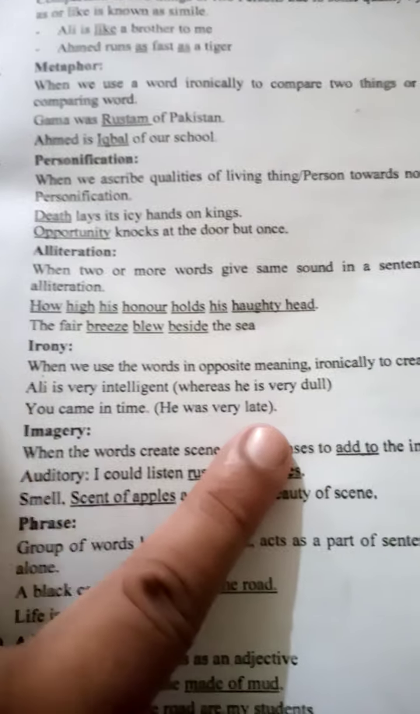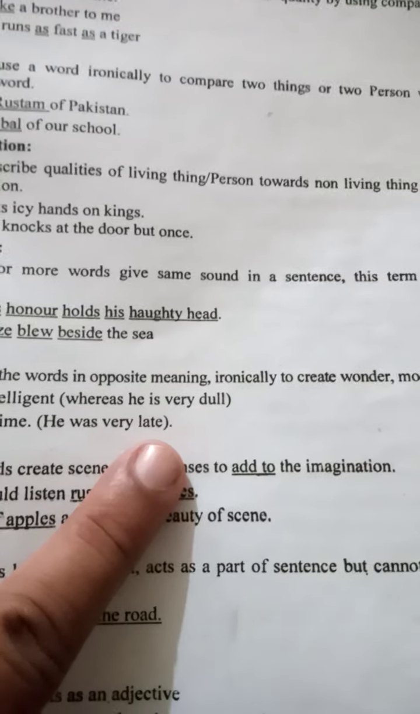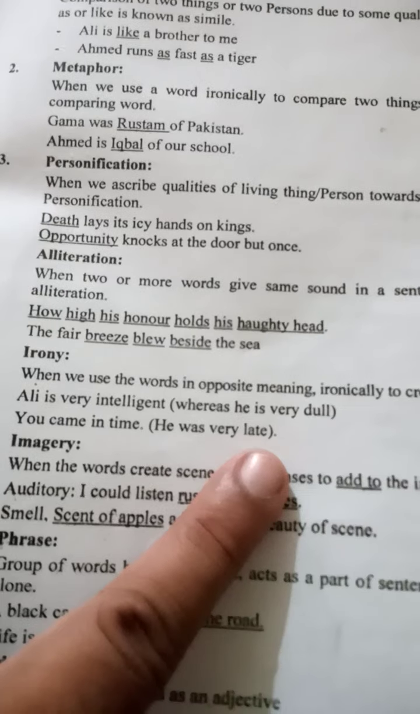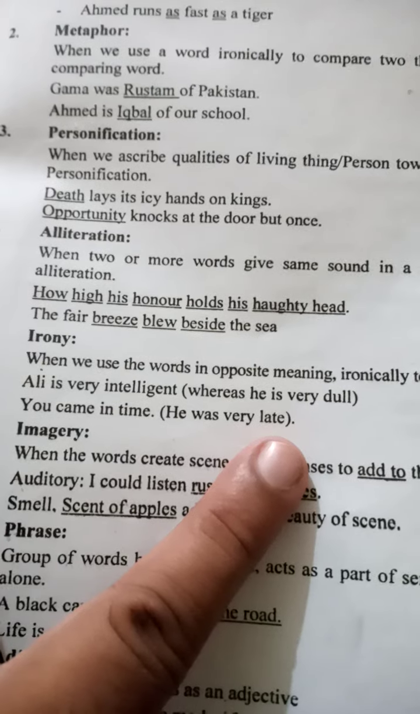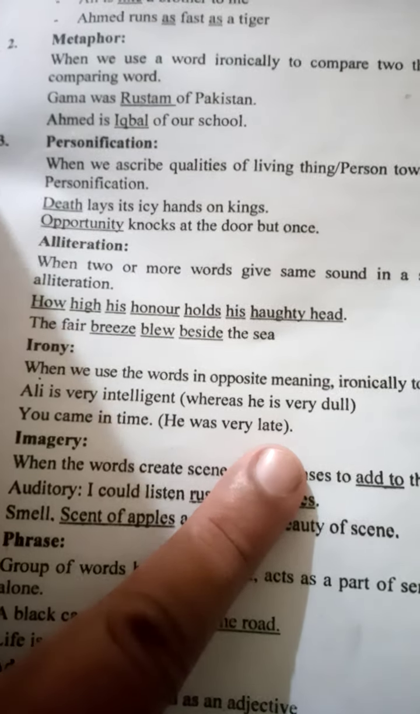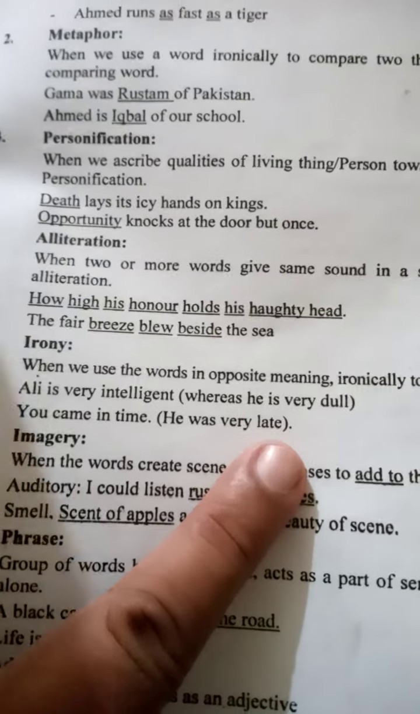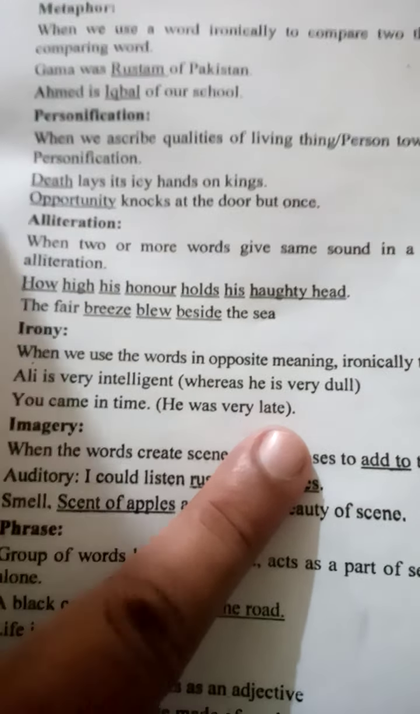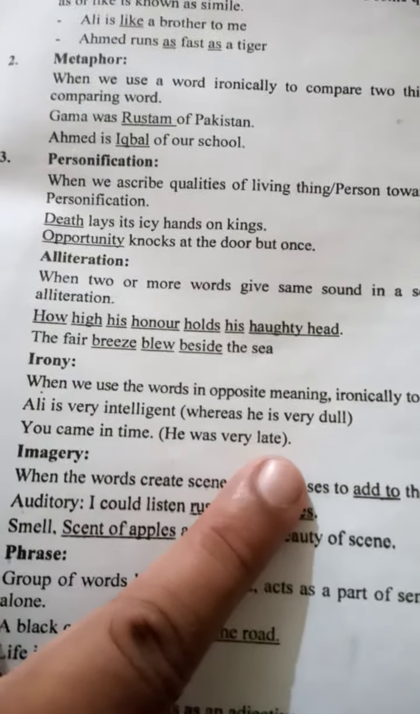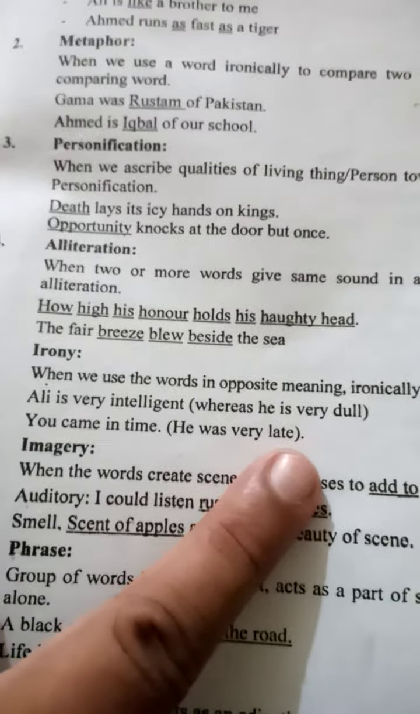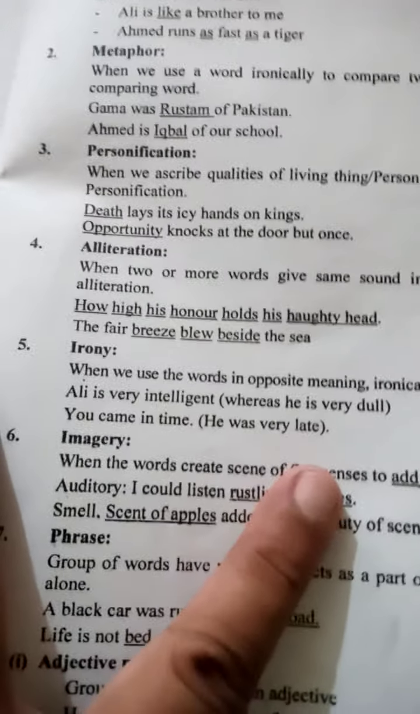Then alliteration. When two or more words give same sound in a sentence, this term is known as alliteration. How high his honor holds his haughty head. The fair breeze blew beside the sea. She sells seashells by the seashore. B. These sounds are coming frequently. Then the repetition of this sound is called alliteration.